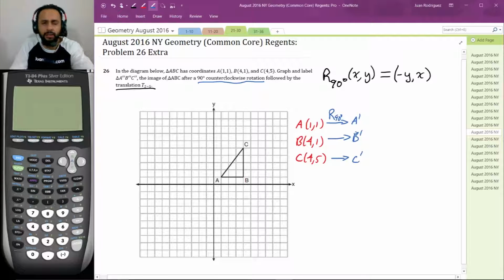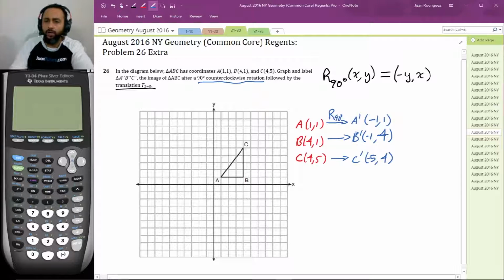So let's see, A prime: I'm going to switch the x and the y. Switch 1 and 1, you get 1, 1, and then negate the first, so (-1, 1). B: switch the x and the y, you get 1 and 4, negate the first one, so (-1, 4). And C: switch the x and the y, 5, 4, negate the first one, so (-5, 4).